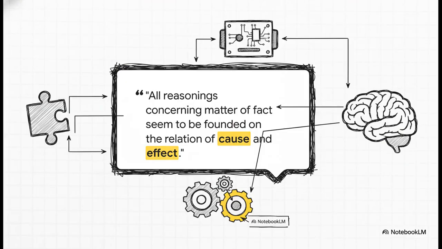This isn't exactly a new problem. The philosopher David Hume basically nailed it centuries ago. He said that any real reasoning, I mean truly making sense of the world, is all built on understanding cause and effect. And that, right there, is the piece that's been missing from so many of our AI systems.